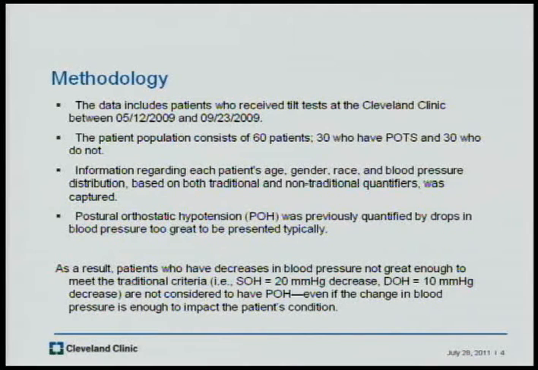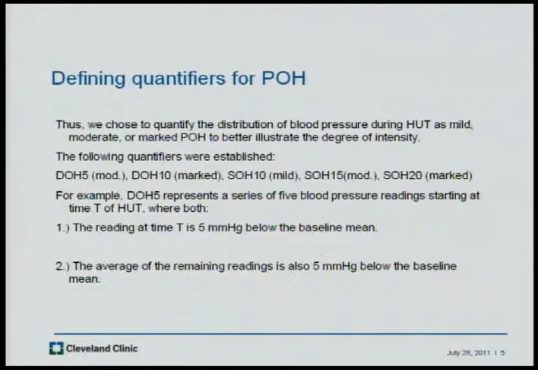Let's say hypothetically, if a patient were to present a decrease in systolic blood pressure of 19 millimeters mercury, then he, at least in terms of research, would not have SOH. So you see why this is a problem. Thus, we chose to quantify the distribution of blood pressure during HUT as mild, moderate, and marked POH to better illustrate the degree of intensity while still referring to traditional quantifiers as the primary source. The following quantifiers were established.